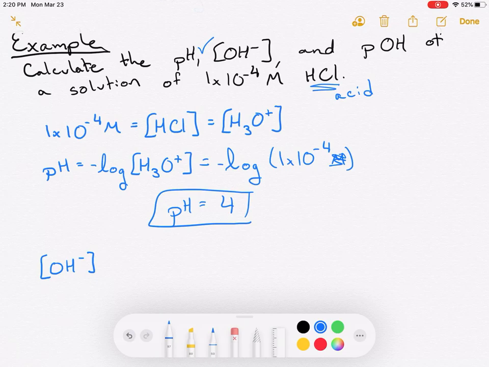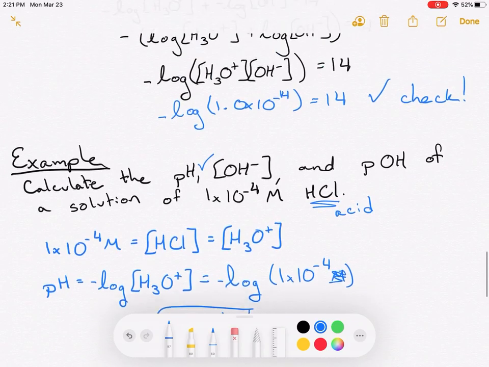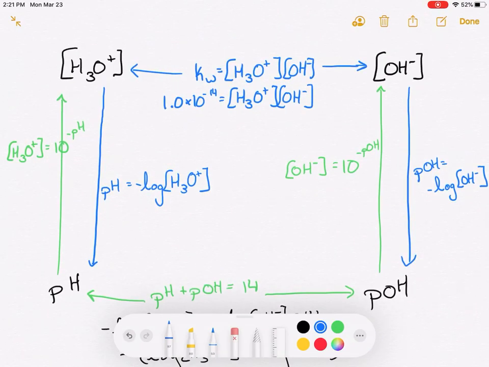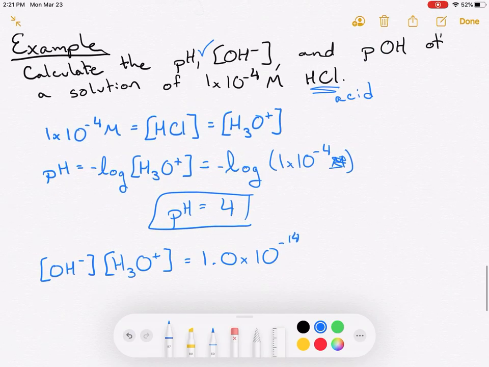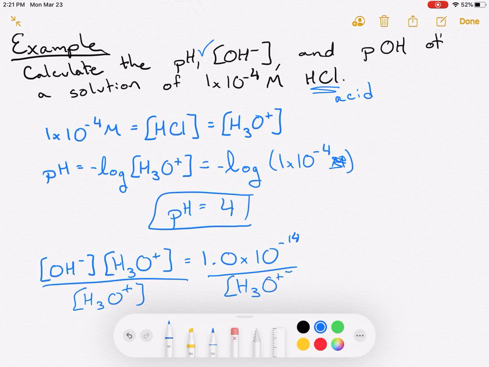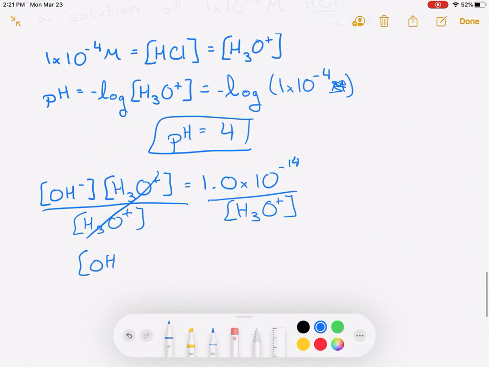OH minus's concentration, we can find via a couple different ways, right? So right now, what we know is, if we look up here, we've got our pH, we know our H3O plus, we can find our OH minus using that 1 times 10 to the negative 14. We know that OH minus times our H3O plus is going to equal 1.0 times 10 to the negative 14. Well, we are given the concentration of our hydronium ion, so we can plug that in and we're left with just one thing. So first let's isolate our variable we're interested in. We do that by dividing by our hydronium ion.